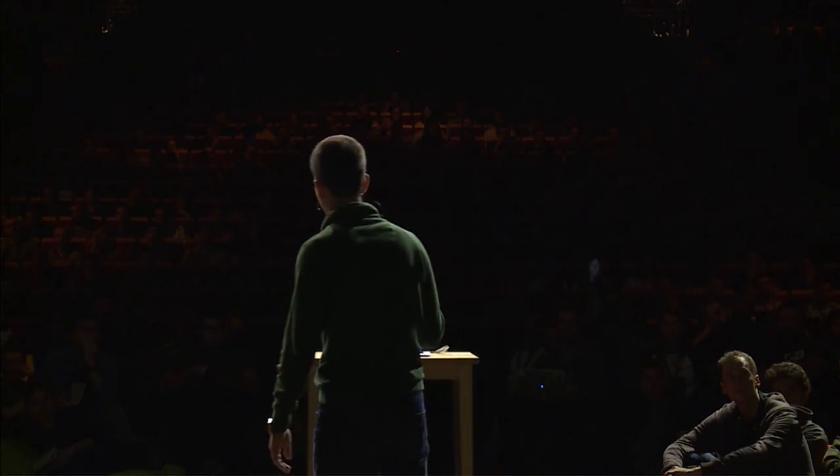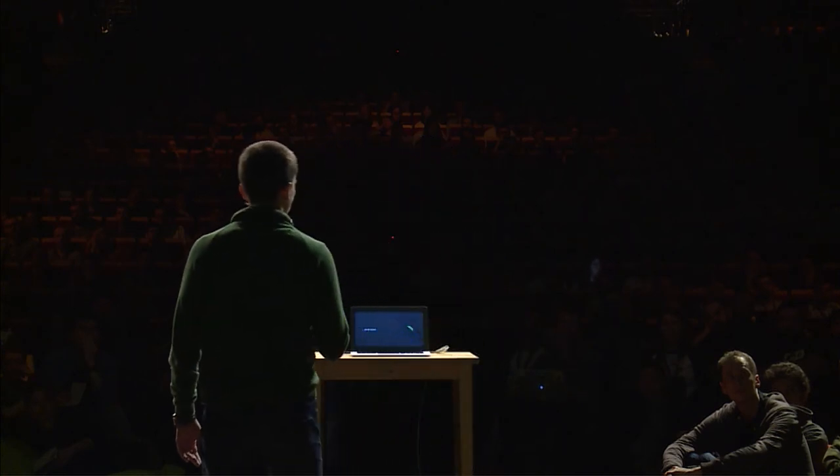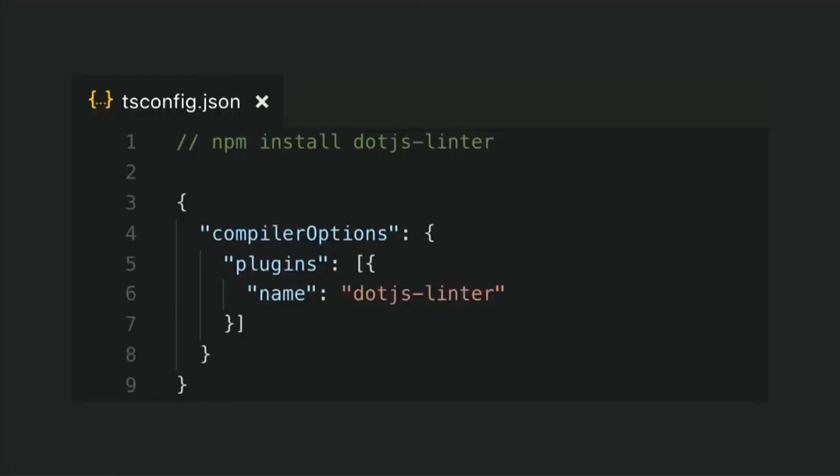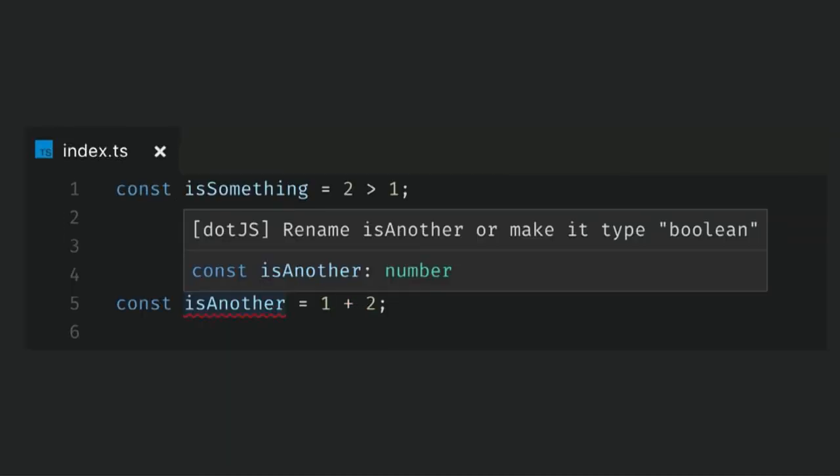And now there is one last remaining step to see the results: you need to npm install or npm link or yarn add the dotJS linter and put it in the plugin section of the tsconfig. And voila, if we assign the expression 2 > 1 to a variable isSomething, this is fully correct. However, when we assign the expression 1 + 2, which is 3, to a variable isAnother, we have our error. The good news is that this mechanism works in any editor, no matter what you run.